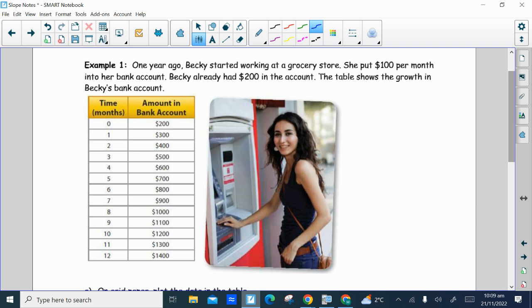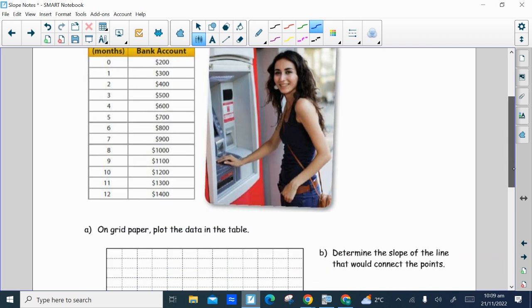So you can see at time zero, she had $200, and that's what it says. She started with $200 in her account. And then every month, she deposited an extra 100 in there for savings. So after the first month, she started with the 200, she put 100 in, now she has 300. In the second month, she put another 100 in, now she has 400, and so on. That pattern continues all the way through.